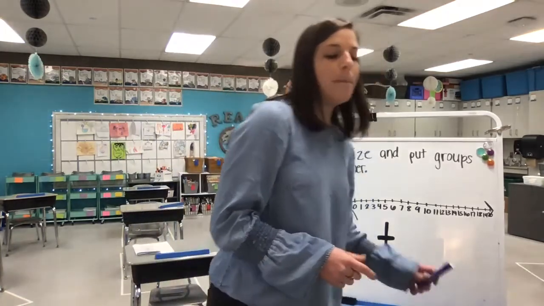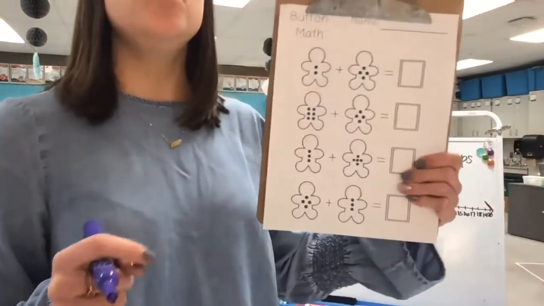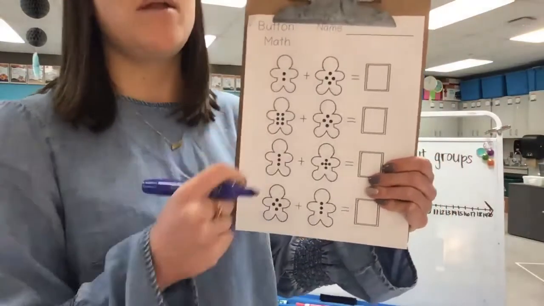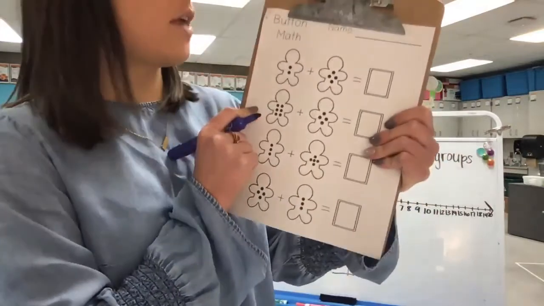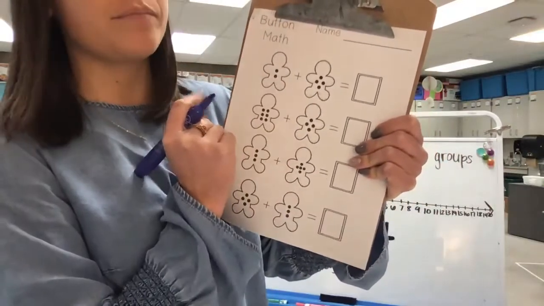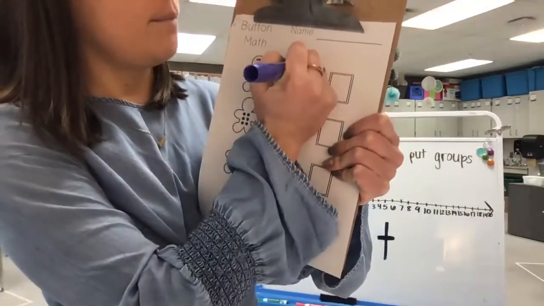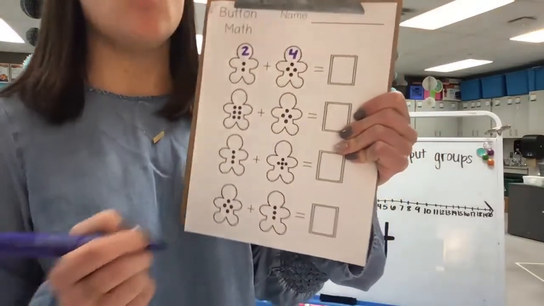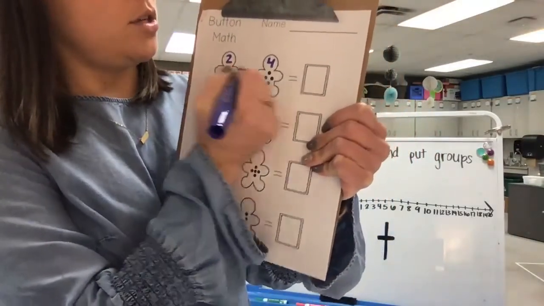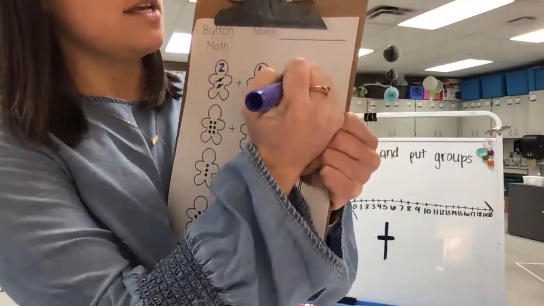So on your button math, we are going to do the first problem together. Let's subitize. What I want you to do with your pencil in the gingerbread man's head, I want you to write the number of the buttons that you subitized for that group. So how many in the first group? 2. How many in the second group? 4. Good subitizing. Now let's count to see how many we have all together. Let's count and mark out. 1, 2, 3, 4, 5, 6. 2 add 4 equals 6.